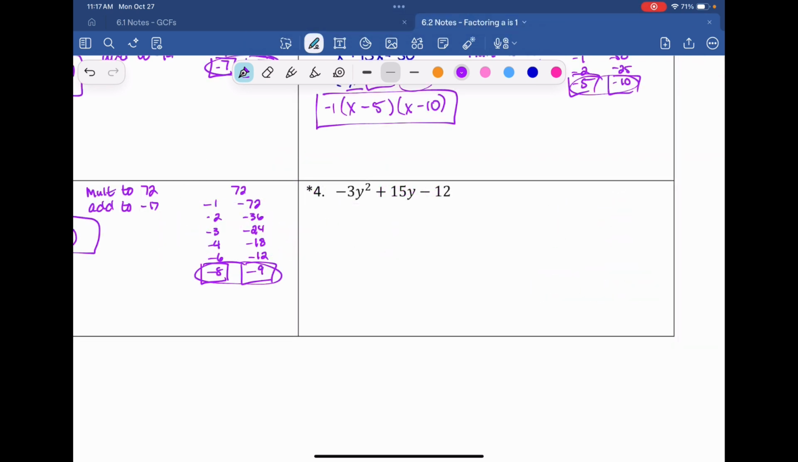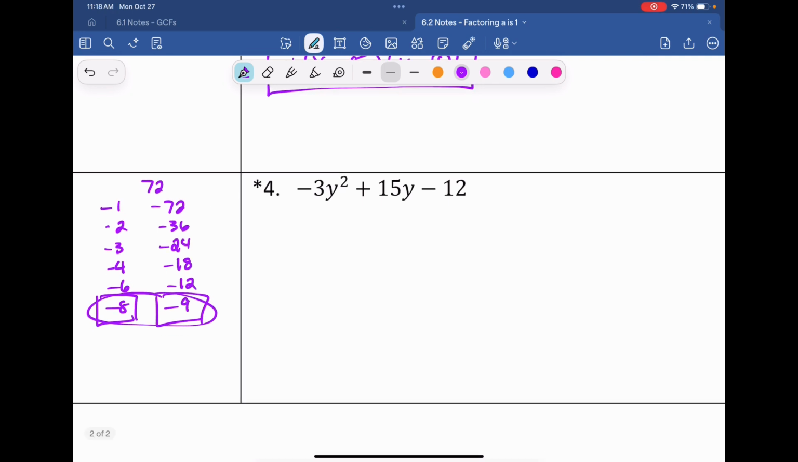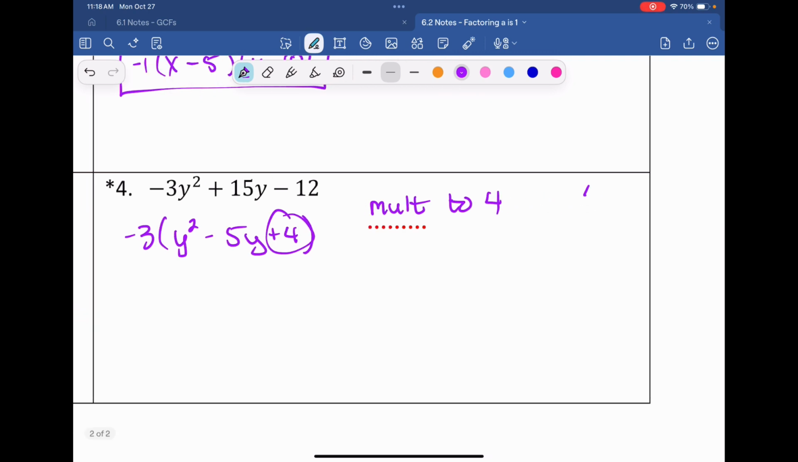Leading coefficient must be positive 1. Right now it's negative 3. So I'm going to divide everything through by negative 3. All right, now the leading coefficient is a 1. So the c value, 4. So multiply to 4. And then has to add to be negative 5.